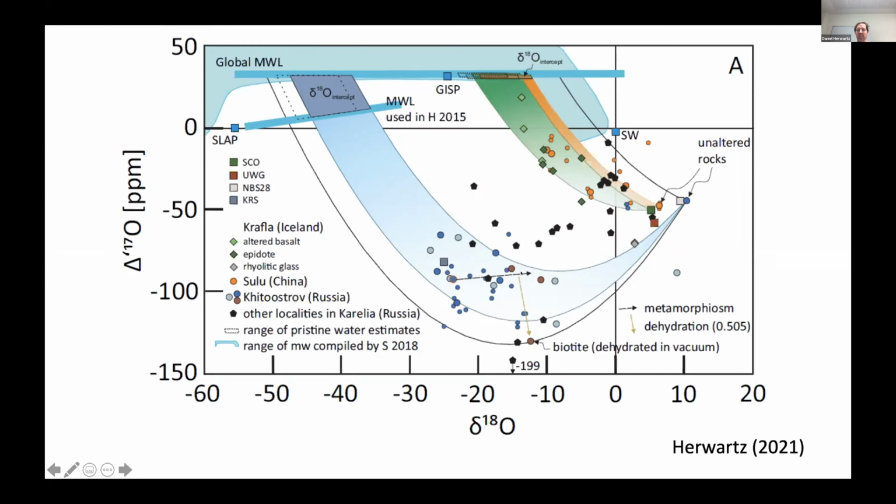But I also dehydrated one of these biotite samples in the laser or in the sample chamber under vacuum and expelled all the water from it and then analyzed it. And this sample came out down here. So this is consistent with this theta of Clayton and Mayeda of 0.505 driving really the 17 down of such dehydrated samples. And I wonder if some of these samples that seem to have too low cap 17O compositions are also affected by some natural dehydration and then just froze in that composition.